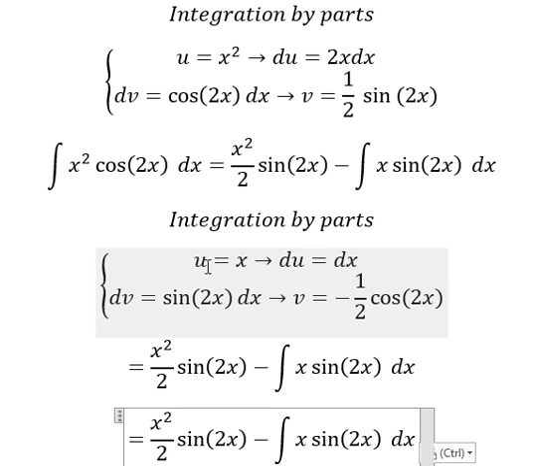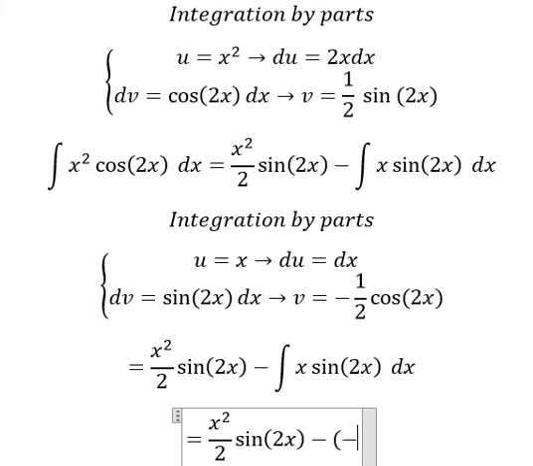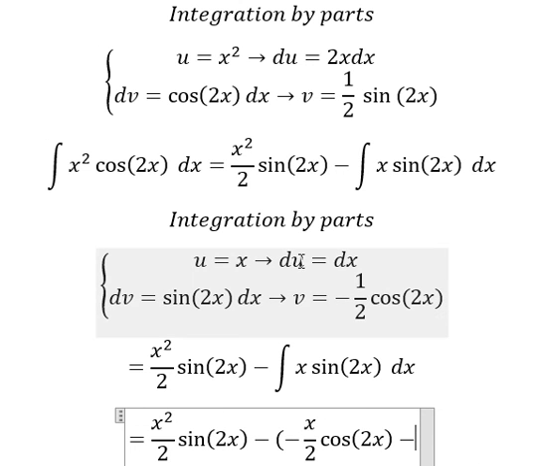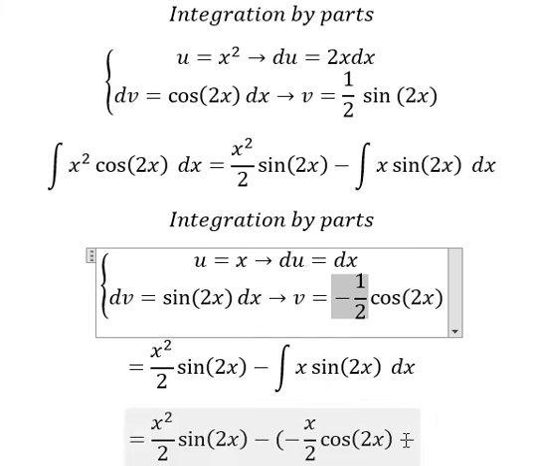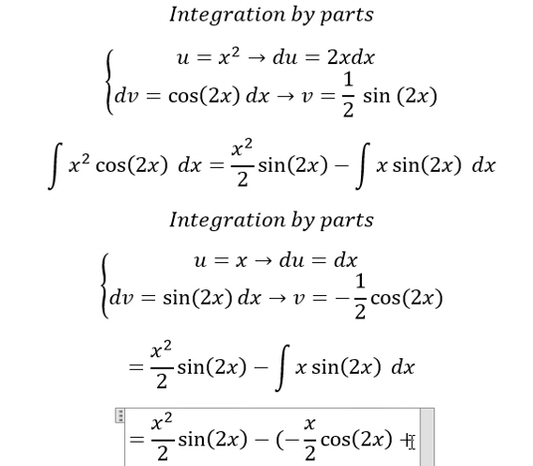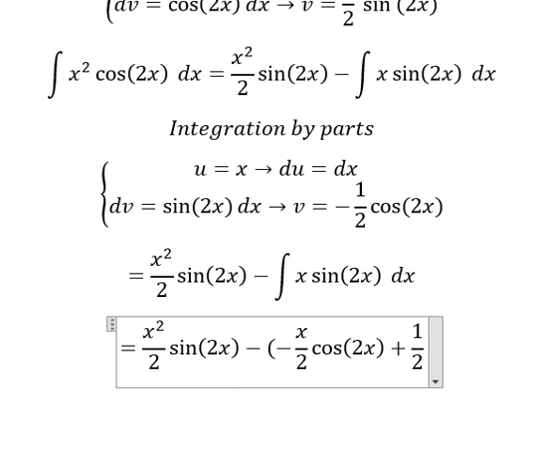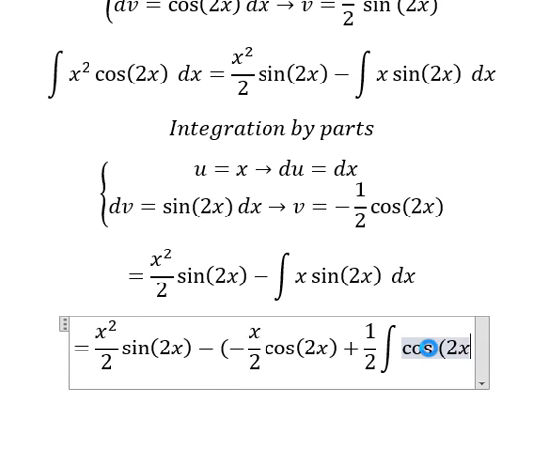So we have u multiplied by v, minus we have the integral of v du. So this one with the negative, we have positive 1 over 2. And then we have the integration of cosine 2s ds.